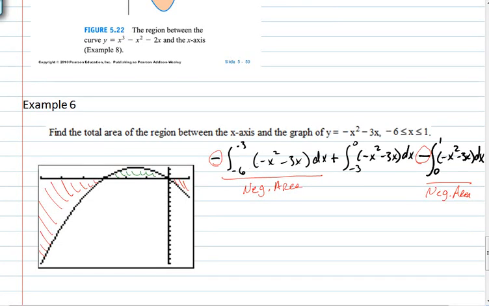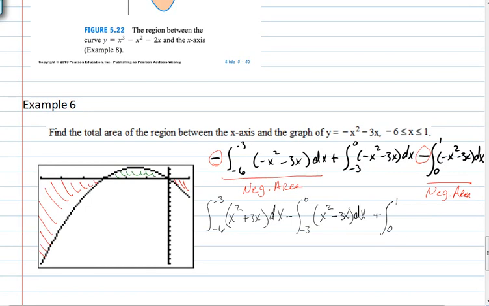I'm just going to distribute it across this function. So this is equivalent to the integral from negative 6 to negative 3 of, when I distribute that negative, x squared plus 3x dx plus the integral from negative 3 to 0 of negative x squared. Actually, I can pull that negative out. And we can make it minus the integral from negative 3 to 0 of x squared minus 3x. And then pull the negative out here, and that would be plus the integral.